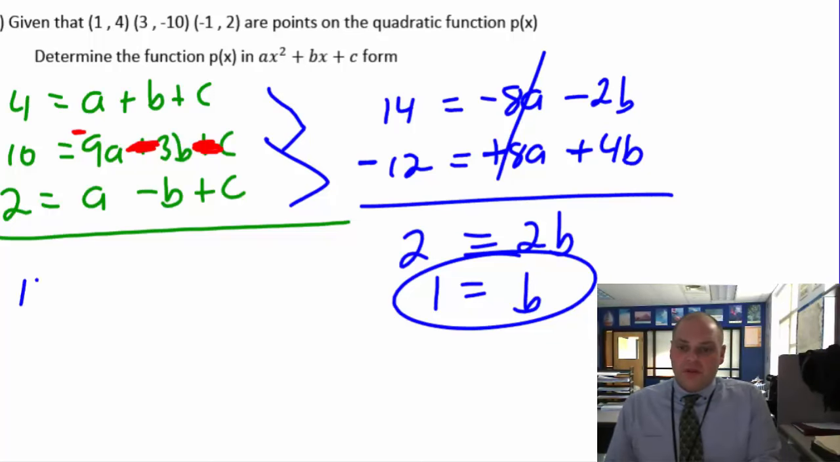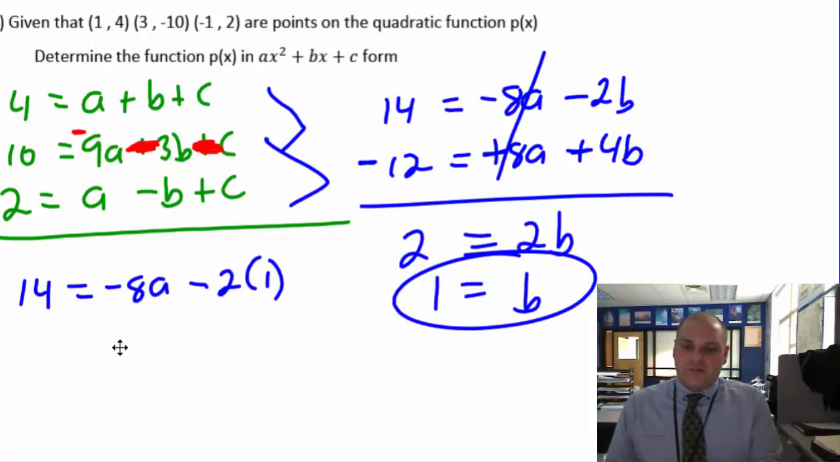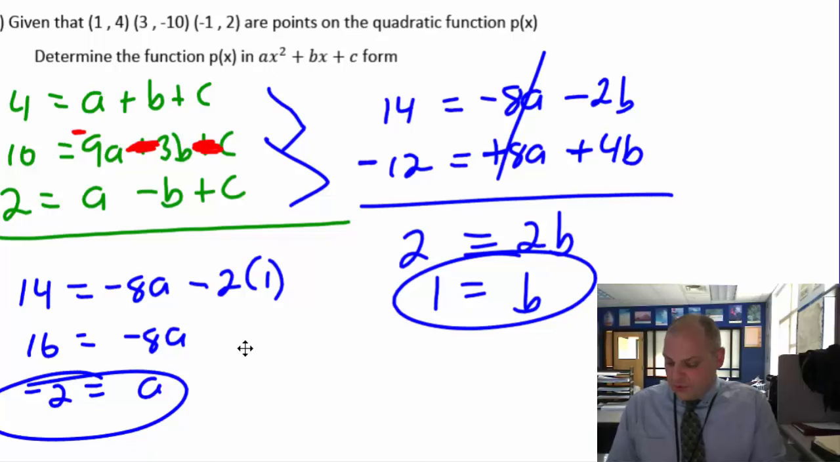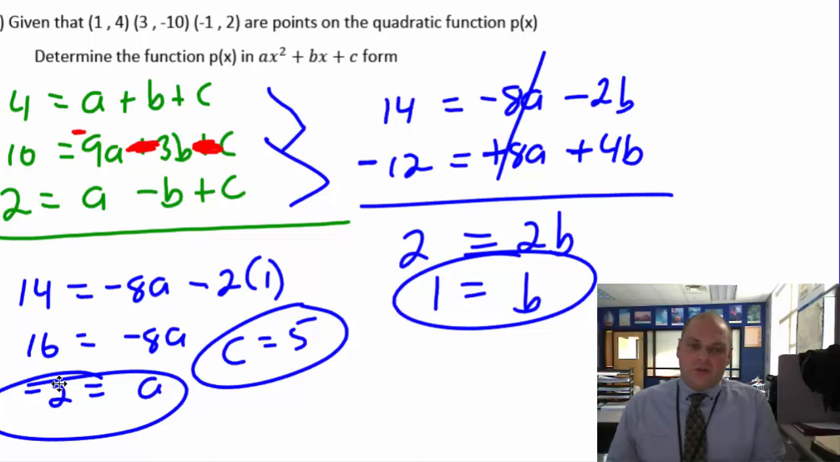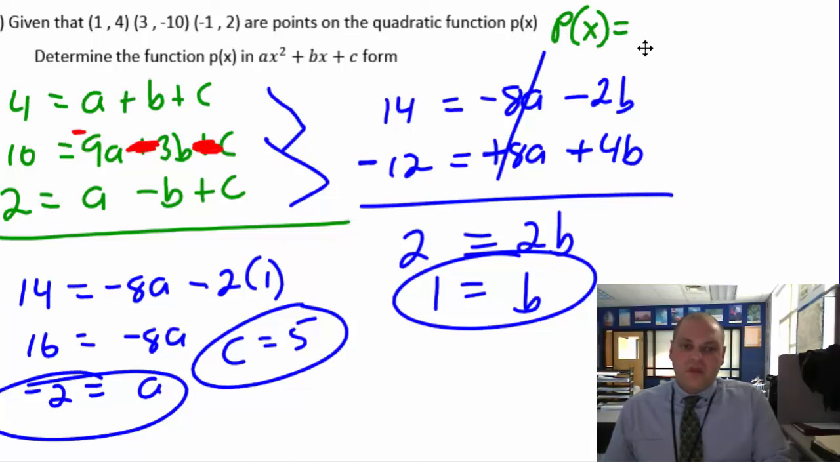Now plug it in here. 14 equals negative 8a minus 2 times 1. You can plug it in anywhere, really. This is minus 2, add 2. 16 equals negative 8a, and then a is negative 2. So a is negative 2, and then c comes out to be 5. I'm just going to save you time here. C comes out to be 5. You plug the b and the a, and I think you guys know how to do that. So my final answer, ready? P of x equals negative 2x squared plus x, because it's 1, plus 5.